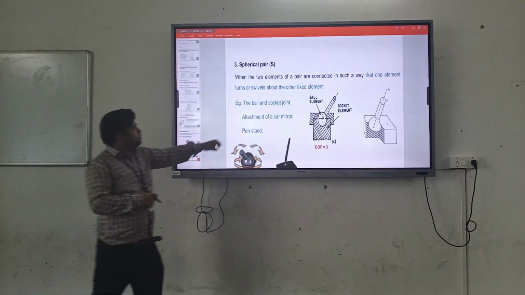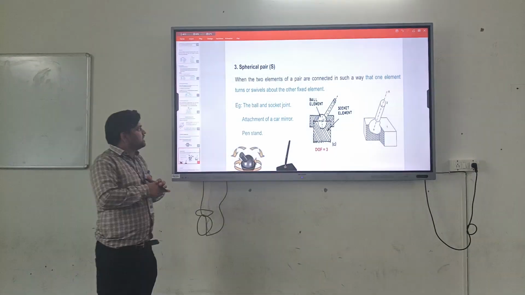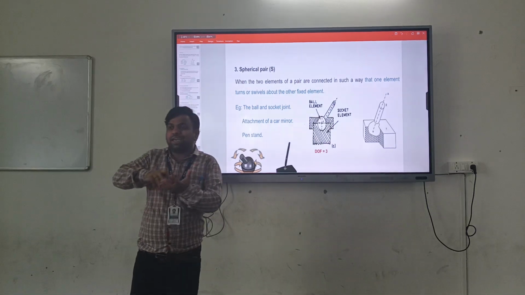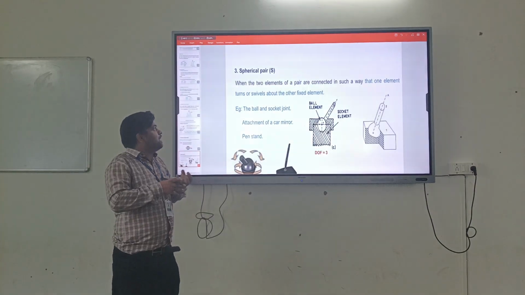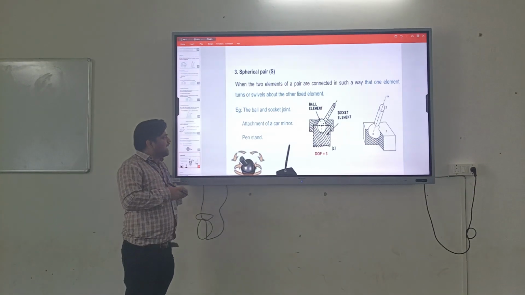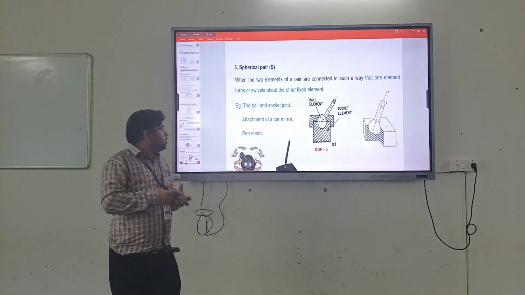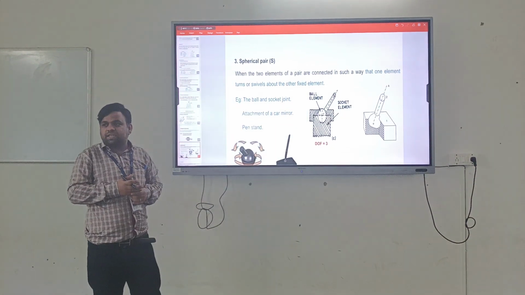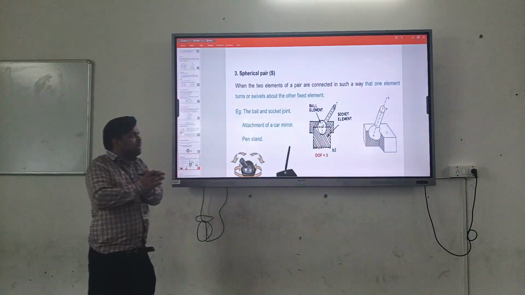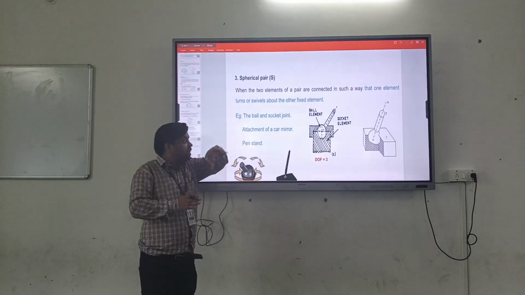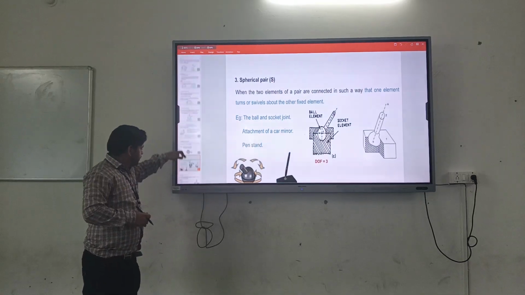Another one is the spherical pair. When two or more elements are connected with each other so that they can turn or swing about a fixed point. Example, a ball and socket joint is an example of a spherical pair, similar to the attachment of a car mirror, which we can move in all directions, and the pen stand. Two or more elements connected so that they can swing or turn about a fixed element is called a spherical pair.